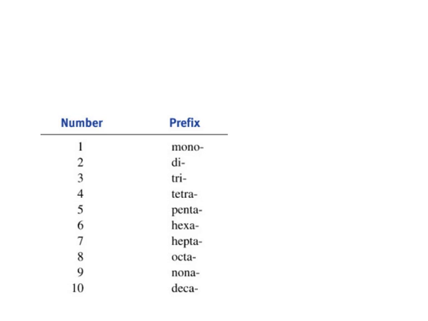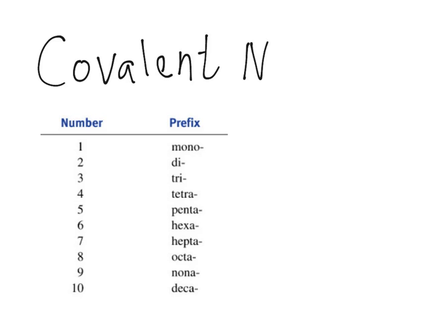Something you should really know to name a covalent compound are the following prefixes. So here they are. If you have one, it's going to be mono. If you have two, di, three, tri, and it goes on. This again is on covalent nomenclature.